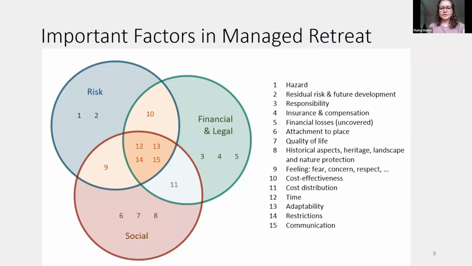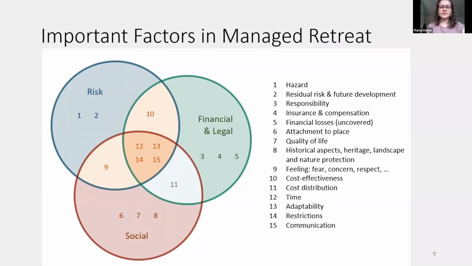The factors represent the people's needs and concerns and influence the stakeholders' attitude towards natural hazard and relocation. It is therefore helpful and important to include them in a relocation process. These factors were found out within general research, the case study, and interviews. They were then grouped into the aspects of hazard or risk, financial and legal, and social aspects, and formed the basis for the then developed framework.